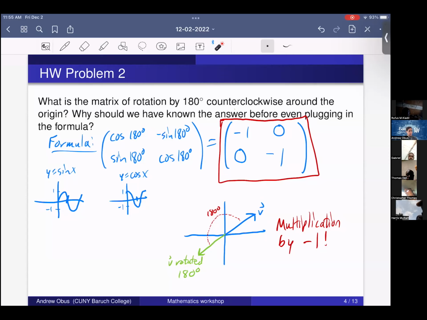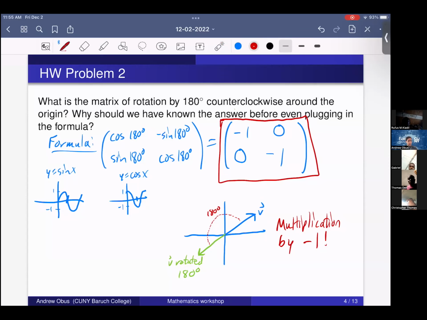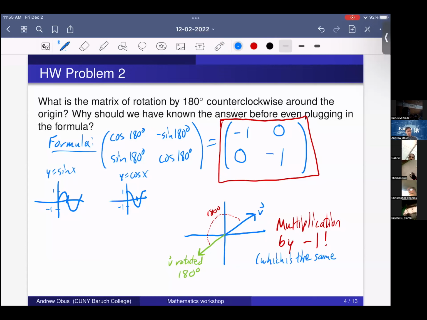So I was right here, multiplication by -1, which is the same as multiplying v by this matrix, -1, 0, 0, -1.